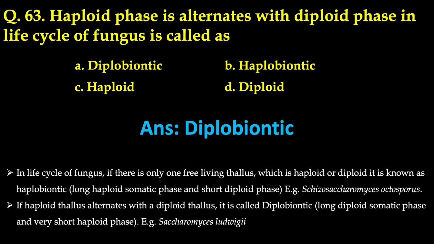As we know, in the life cycle of the fungus, if there is only one free living thallus, which is haploid or the diploid, it is known as haplobiontic. That means long haploid somatic phase and short diploid phase. And most common example is Schizosaccharomyces octosporus. Then, if haploid thallus alternates with a diploid thallus, it is called diplobiontic. That means long diploid somatic phase and they have very short haploid phase. Most common example is Saccharomyces ludwigii.